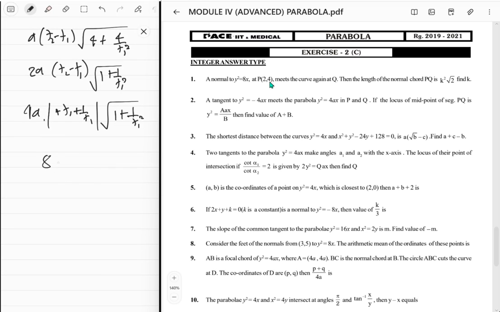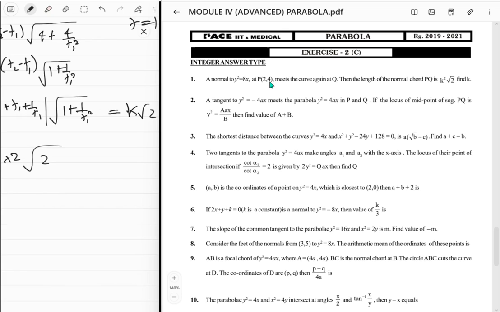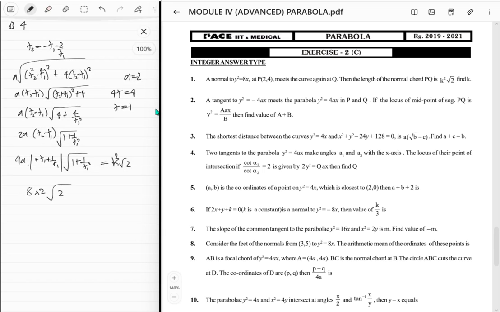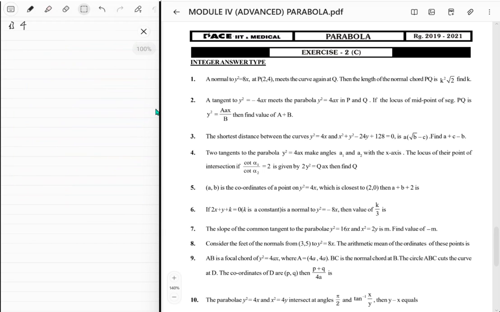So you got 8, and then this thing is just 1 plus 1, which is 2. So 8 into 2, square root of 1 plus 1, so square root of 2. So 16 square root of 2 is our answer. So k, oh, it's supposed to be k squared. So k is going to be 4. First one is 4. Next, second question.